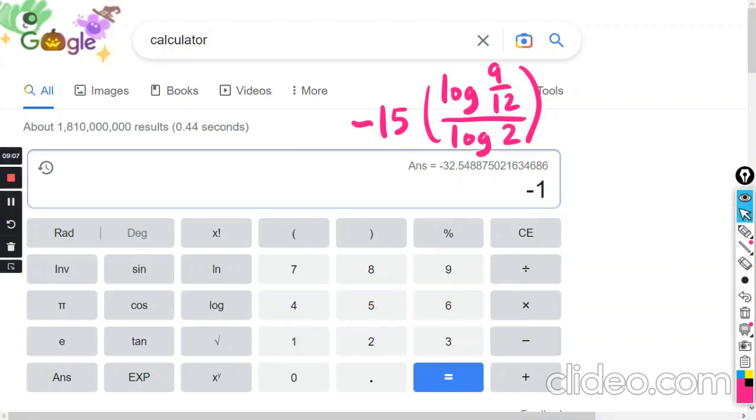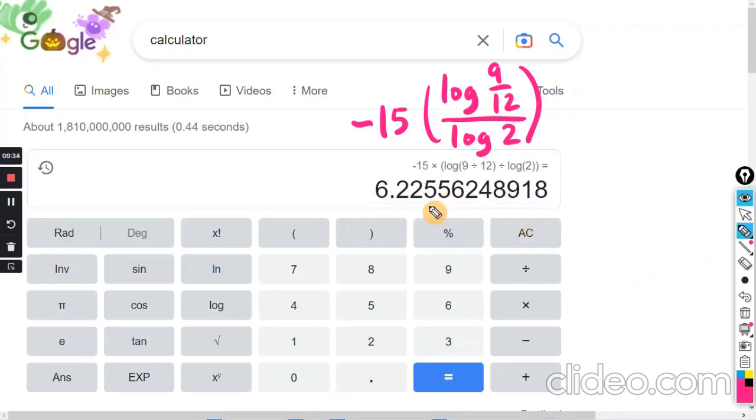Okay, negative 15 times parentheses log of 9 divided by 12, close parentheses, and that is divided by log of 2, close parentheses, twice. Okay, negative 15 times log of 9/12 divided by log of 2. Here we go. Okay, that answer makes more sense. So once again, you look at the third decimal, 5 or more, you round it up. So 6.22 becomes 6.23.